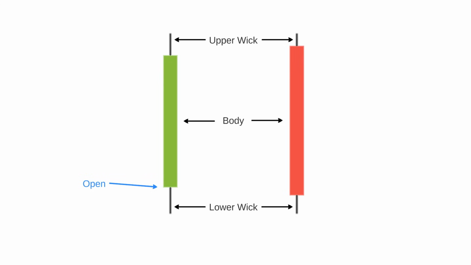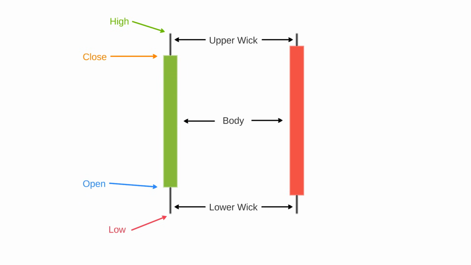The body is the thick coloured part of a candle, and the wicks are the thin lines coming from the top and bottom. If the body is green in colour, so a bullish candle, then the base of the body shows the price the candle opened at at the start of the time period that the candle represents. The top of the body shows the price that the candle closed at. The bottom of the lower wick shows the lowest price the price reached, and the top of the upper wick shows the highest price the price reached during the candle's time period.